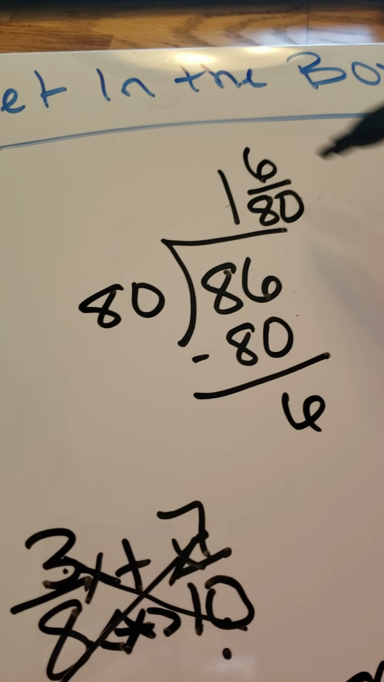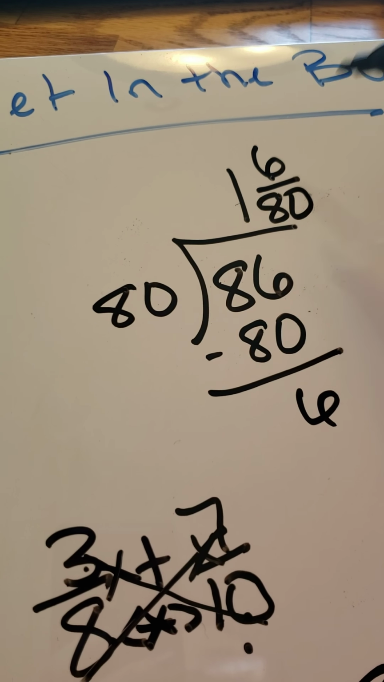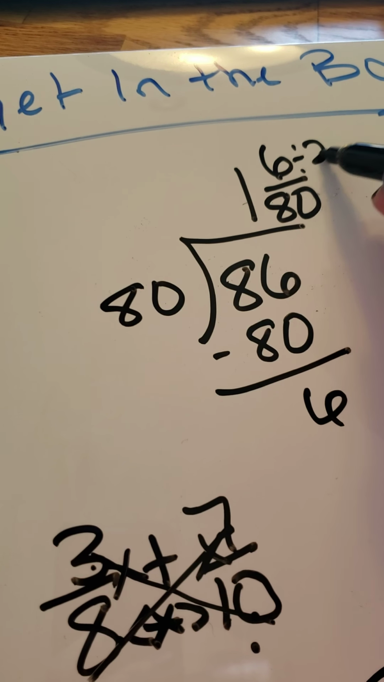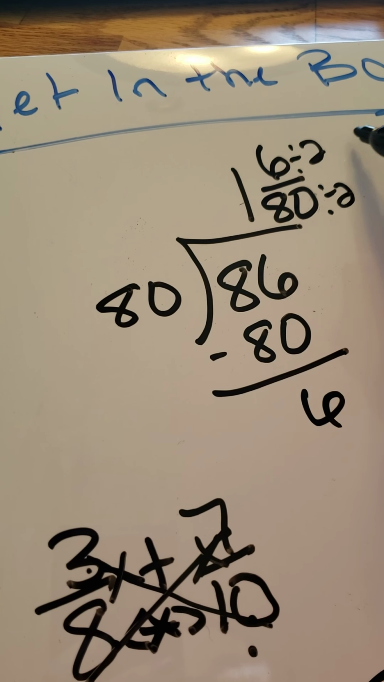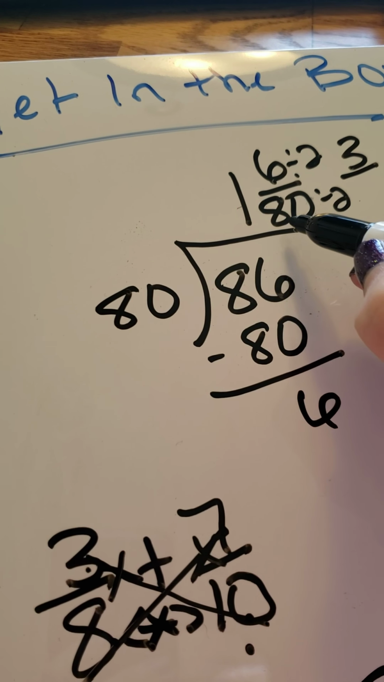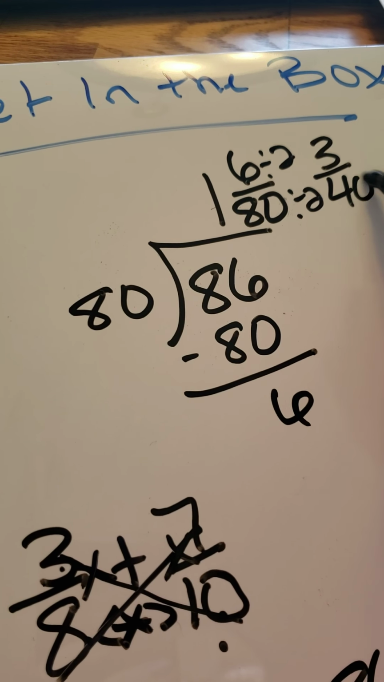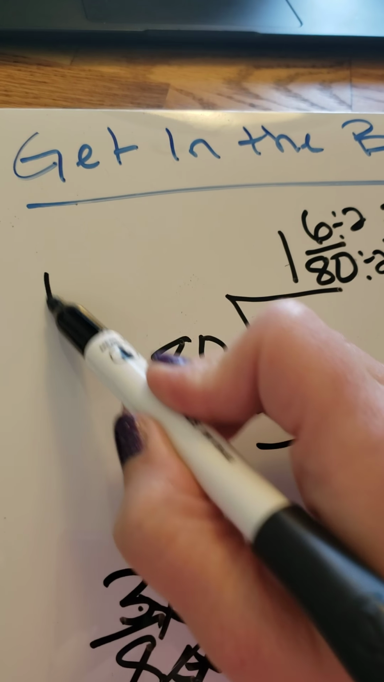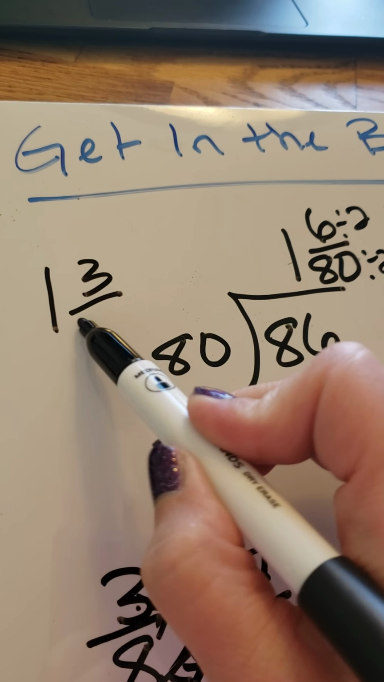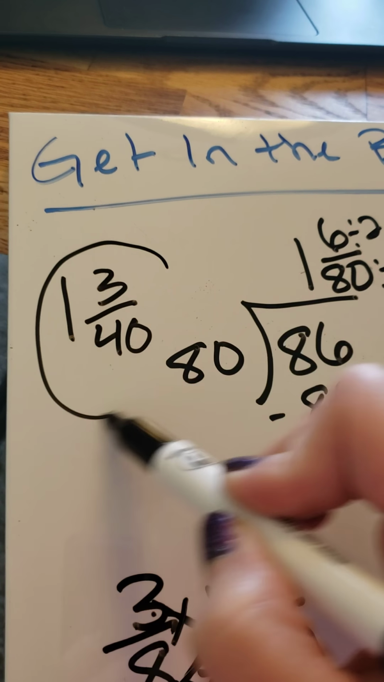Perfect. But this is still even, so I can still reduce it. So divide those by 2. 6 divided by 2 is 3. 80 divided by 2 is 40. So my total answer, don't forget your whole number, he's still part of the answer, is 1 and 3/40.